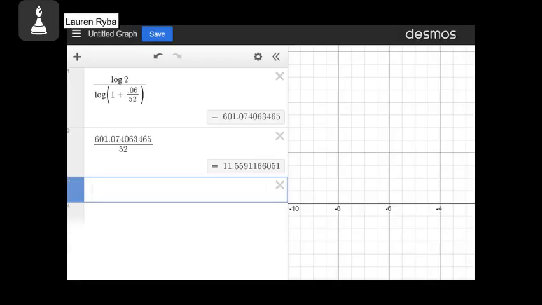All right, so you can see I took the log 2 divided by log of the quantity 1 plus 0.06 over 52. I highlighted this entire answer, hit Control Copy, Control Paste, and immediately divided that answer by 52. And I got 11.559. That's 11.6. That is going to round up to 12 years.